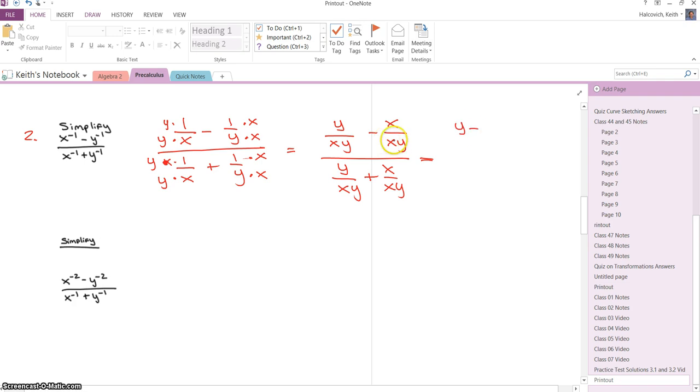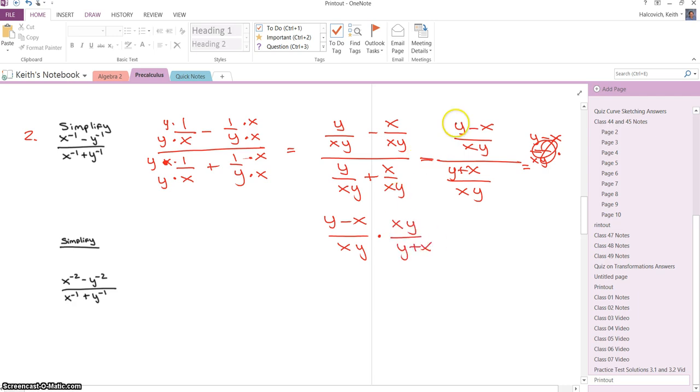So when we combine, we get y minus x over xy, over y plus x over xy. Now we're at the stage where we can divide. So we get y minus x over xy times the reciprocal, which is xy over y plus x. And then they cancel out, and you're left with y minus x over y plus x.